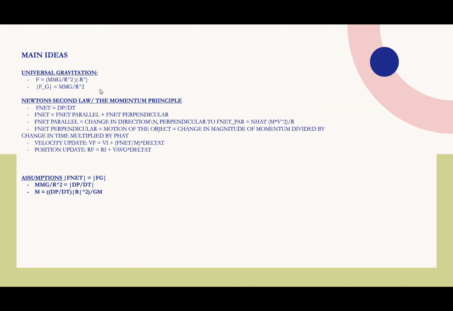Now, our main ideas are universal gravitation, Newton's second law, the momentum principle, and we're going to be assuming that the magnitude of our net force is going to be equal to the magnitude of our force of gravity. And then we have here the magnitude of force of gravity equation, and we're going to have that worked around to find the mass of our black hole.